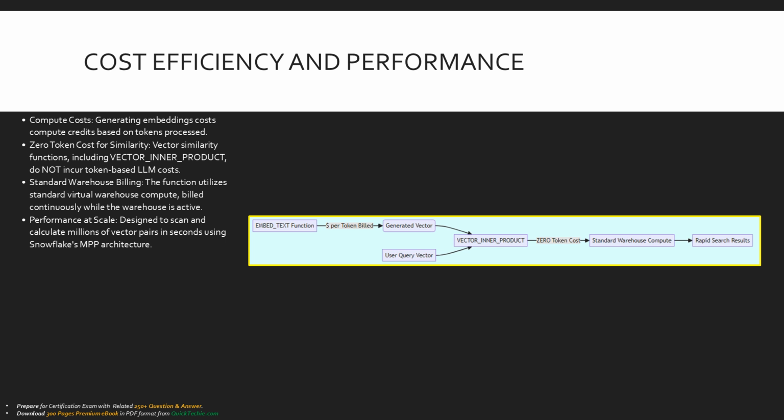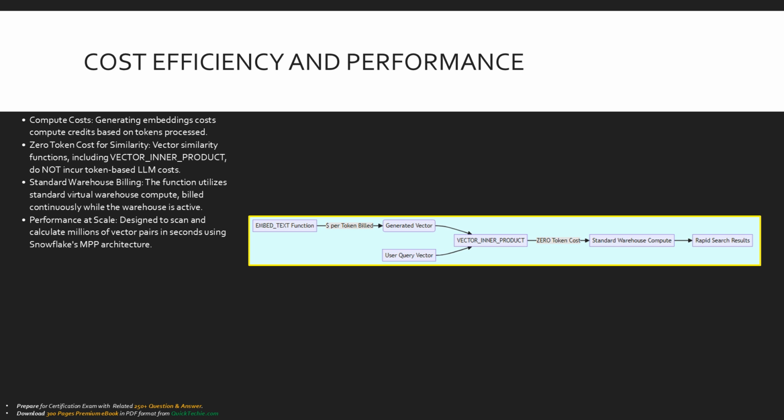This means the cost of calculating the similarity between millions of records is simply the standard cost of running your virtual warehouse. Because it leverages Snowflake's massively parallel processing, MPP, architecture, it can calculate the inner product of millions of vector pairs across a distributed cluster in a matter of seconds, making real-time, large-scale semantic search highly cost-effective.